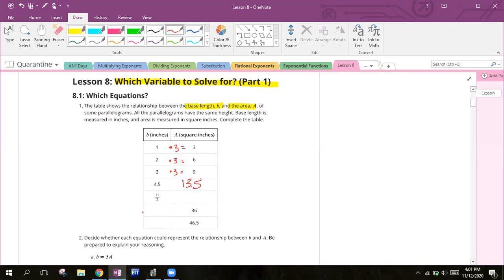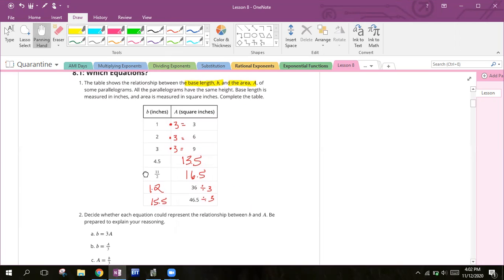I have 11 divided by 2 times 3, which is 16.5. All right, well, now we're going the opposite way. We have to see what we multiplied by 3 to give us 36. So I'm going to do 36 divided by 3, and I get 12. Then I'm going to do 46.5 divided by 3, and that gives me 15.5.